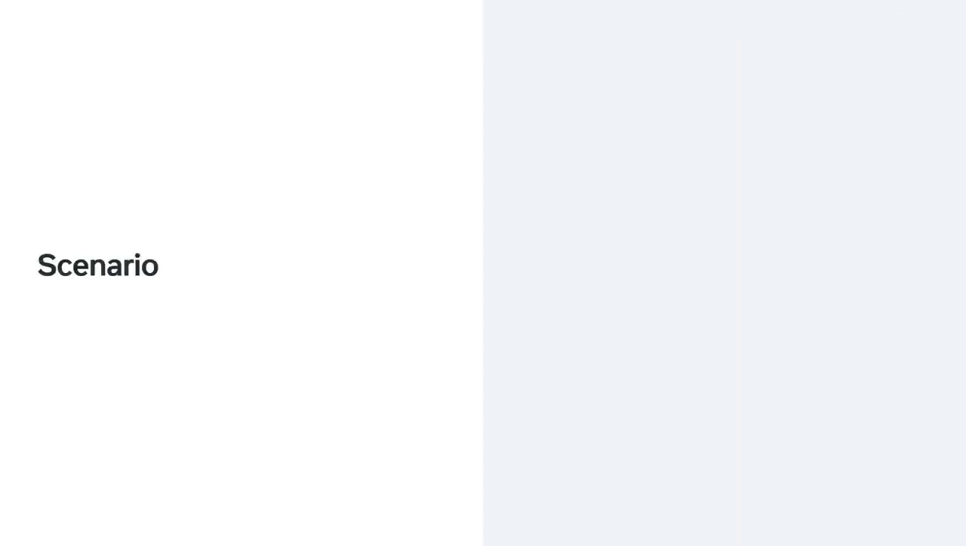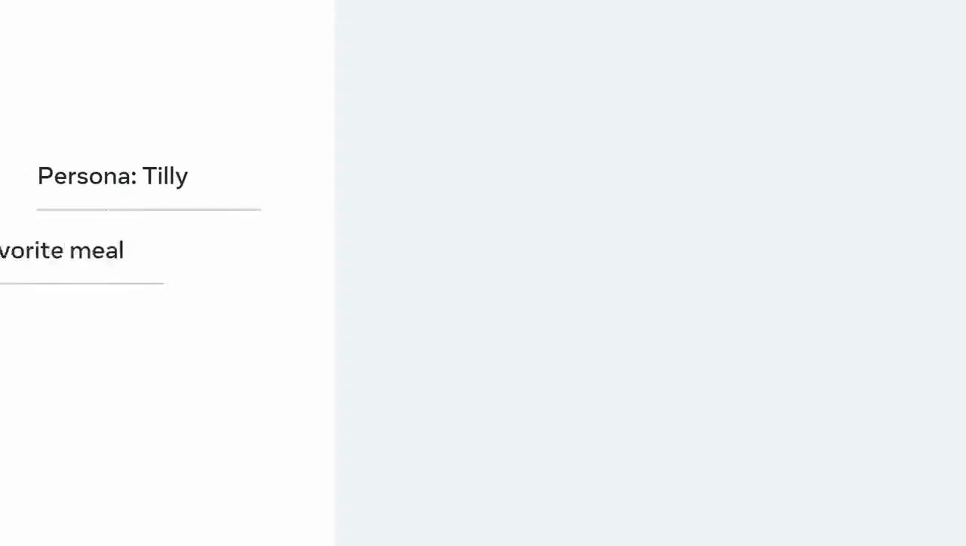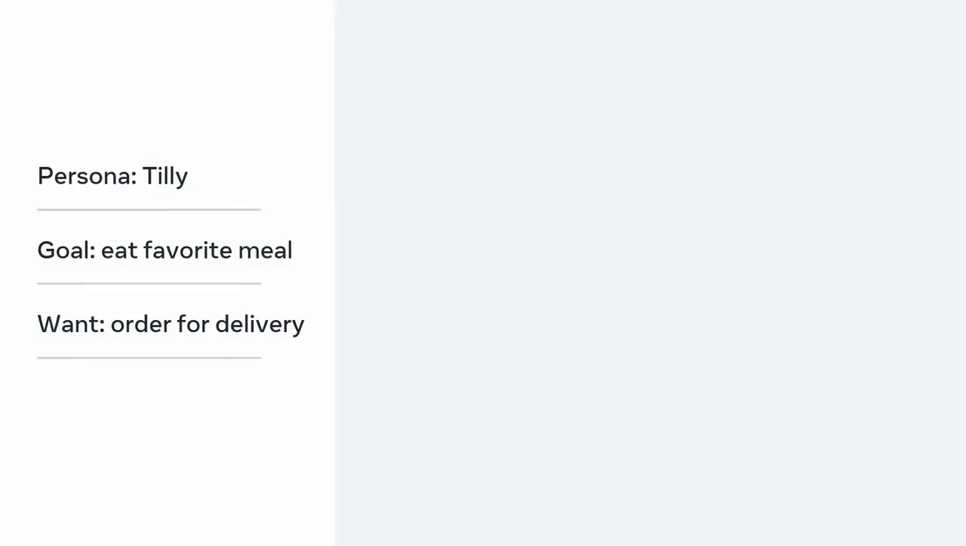Finally, a scenario is created for Tilly, which will help you solve her problems. Remember, you're empathizing with Tilly, not redesigning anything just yet. These tools helped create the following scenario. Persona, Tilly. Goal, eat her favorite meal. Want, order a vegan penne carbonara for delivery. Needs, access the site, select and customize her order. Resolution, input her details, pay for and track her order.